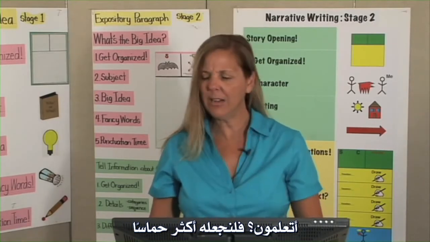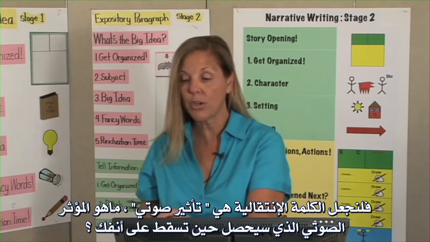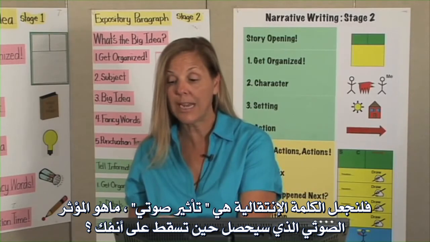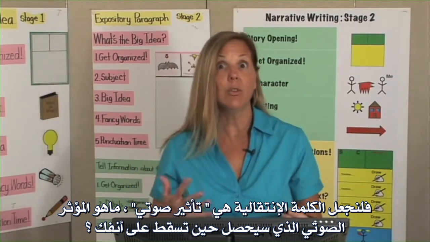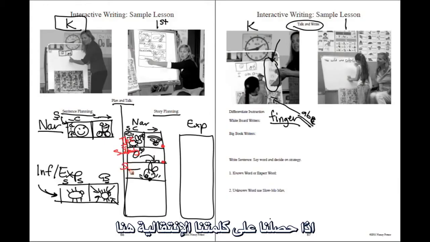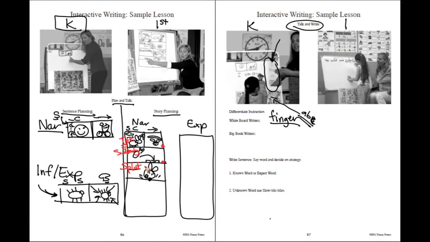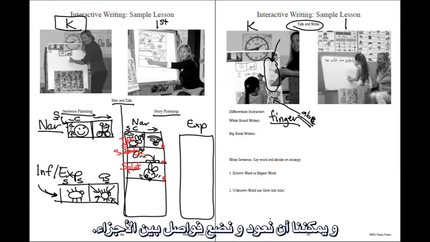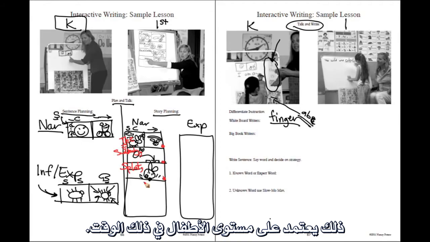You know what? Let's make it interesting. Let's use the transition word, a sound effect. What would the sound effect be if you landed on your nose? Splat. So we wrote our beginning word here. Splat. He landed on his nose. And now we have our period there. And we can go back and put commas after our transitions. It just really depends on what level the kids are at.